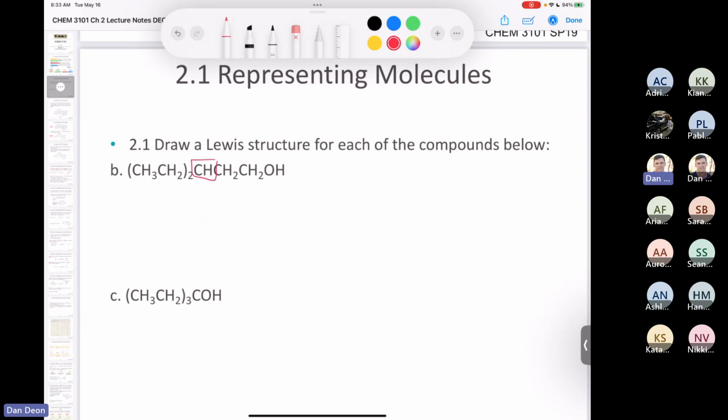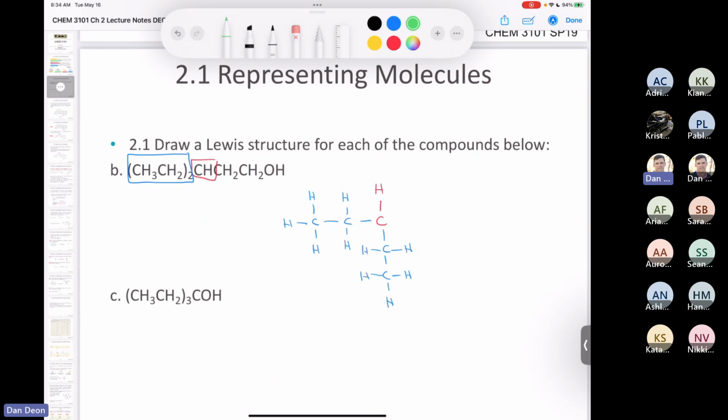I'll start with that, and we'll say, okay, well, we've got a CH group. And then off of that, we have two CH2, CH3. So we have two of these. So we're going to write CH2, CH2, and then CH3. I might have to move this. So we have CH2, CH3. So we've got those taken care of.